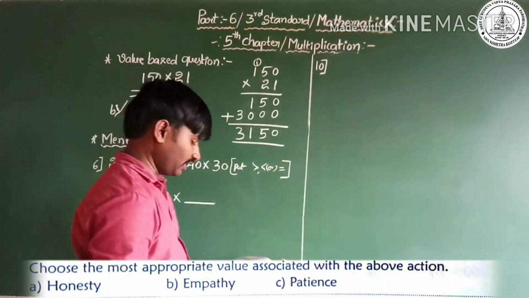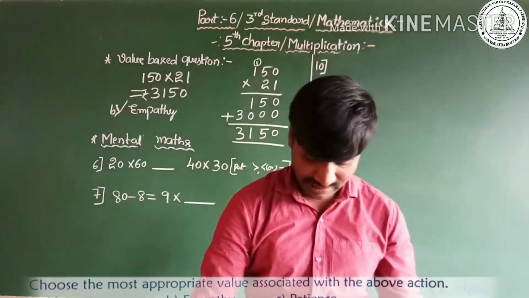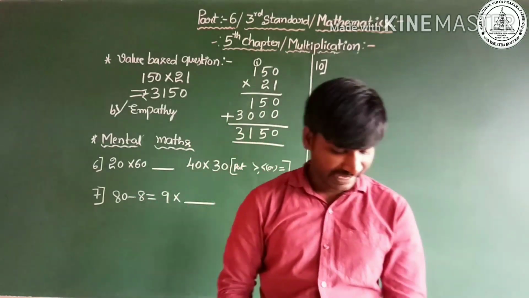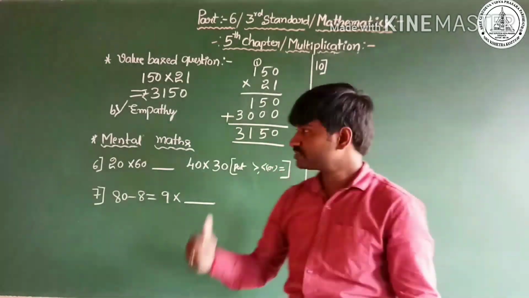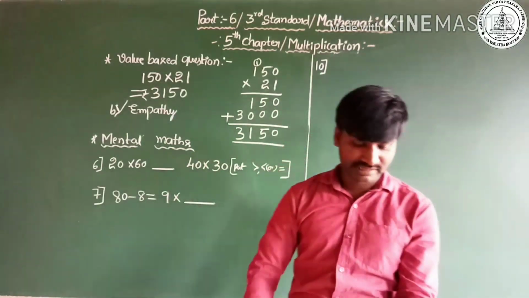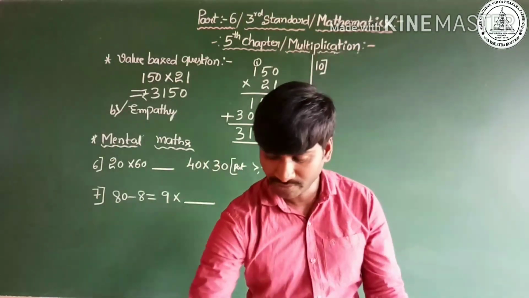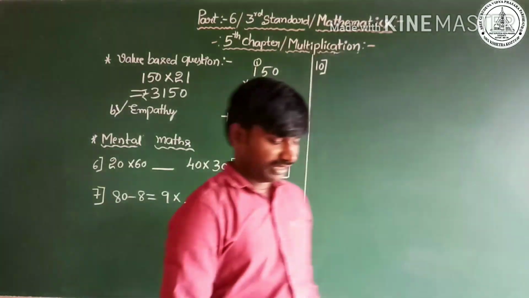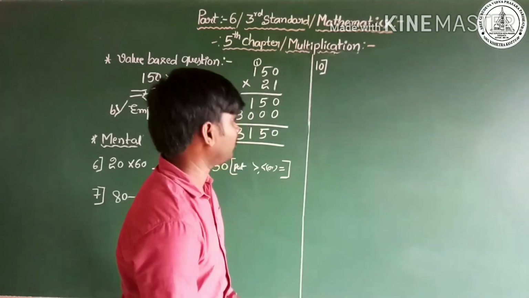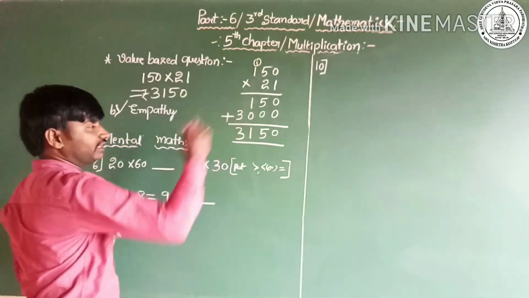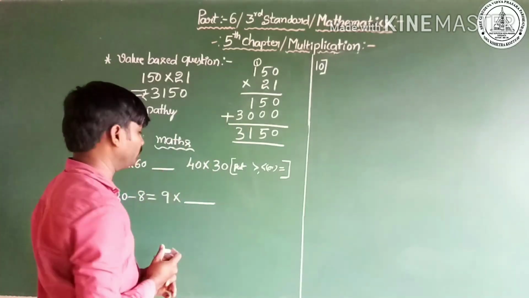Okay, dear student, understood? Go to the next concept. Mental maths. Mental maths have 10 questions. I will solve here 3 questions. Rest of the questions are your homework, because those questions are very easy. Okay, dear student. The next, in the mental maths, write the correct answers. I have taken 6, 7 and 10. Rest of the questions are your homework.